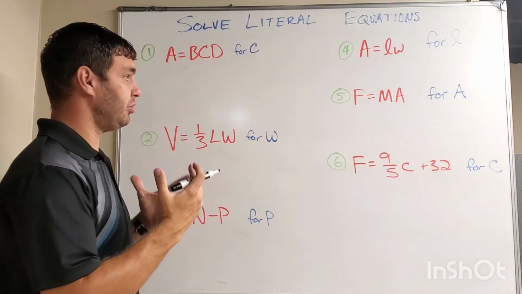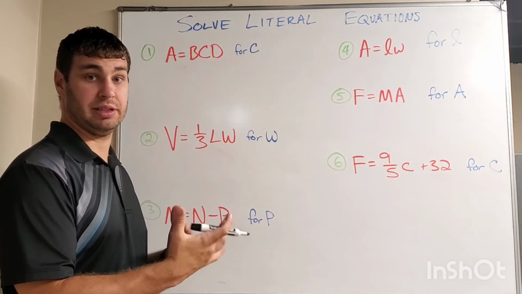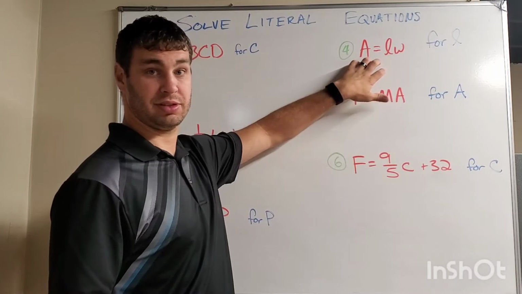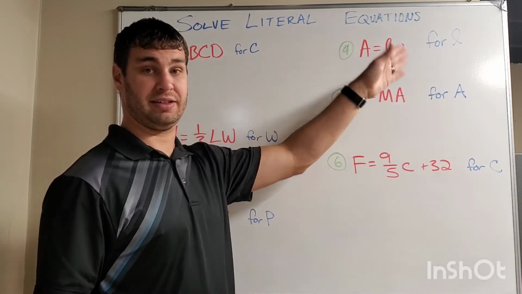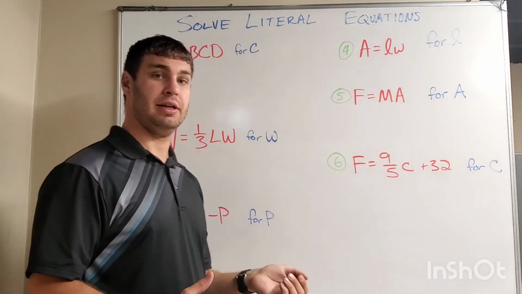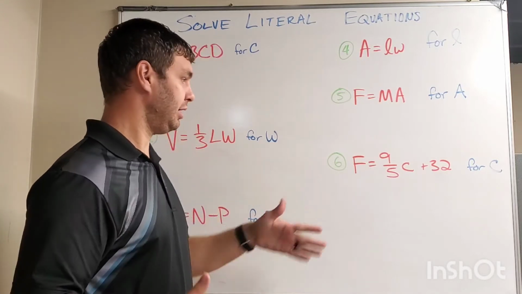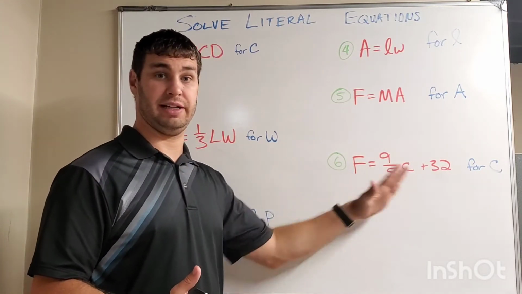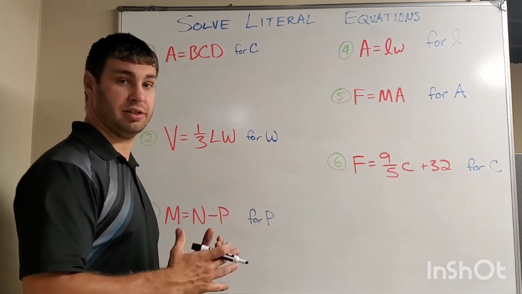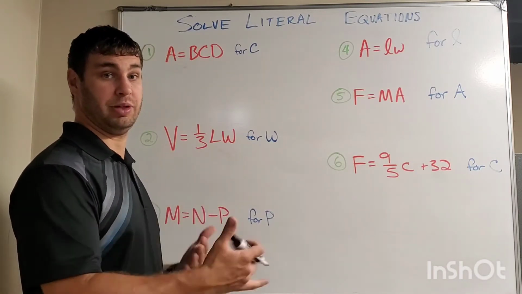Literal equations typically have a lot of different variables that mean actual things. For example, you've probably seen this one before: A equals LW, or area equals length times width, or maybe force equals mass times acceleration. These have real applications, usually in physics, or this one involves temperature with Fahrenheit and Celsius, a conversion there. But anyway, we can switch around the letters to help us solve for the variable that we need when we do those types of problems.